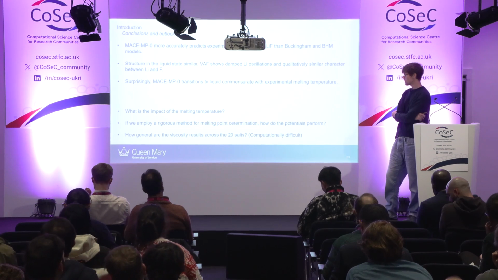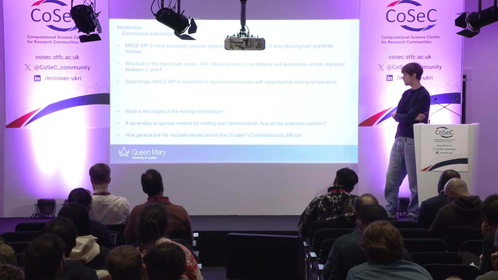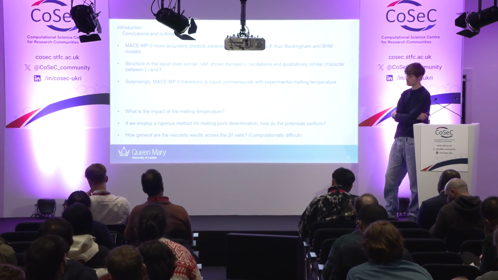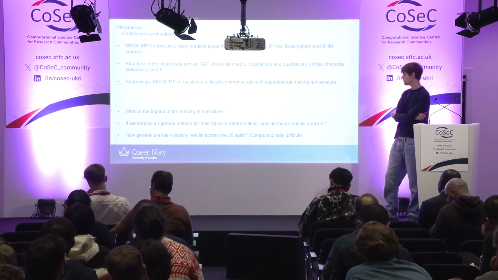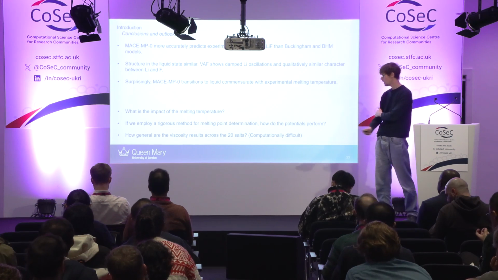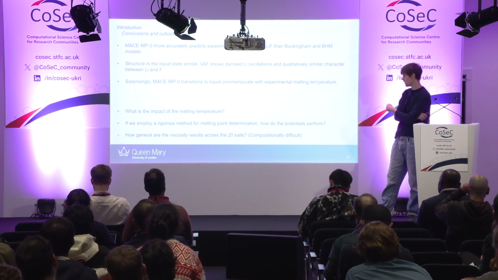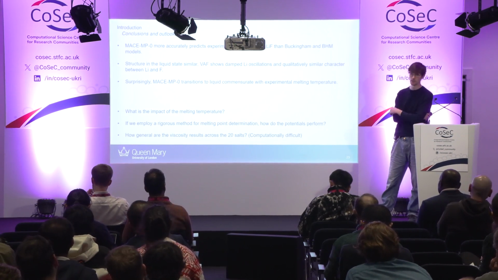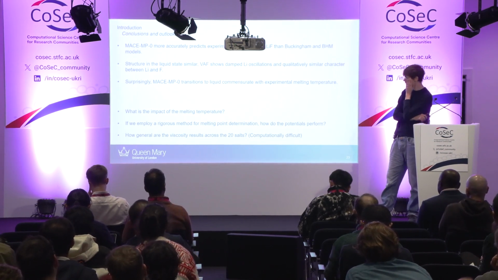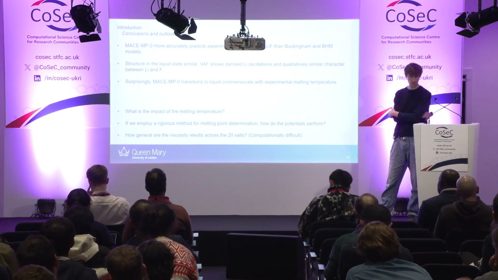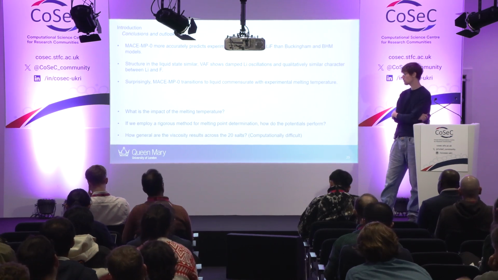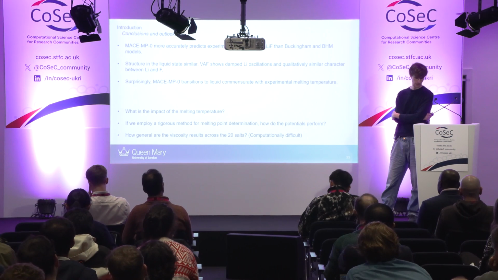So our next questions really are, what the melting temperature actually is in these various different potentials, see how they perform, and also to survey the other salts, like to do all 20 salts, but this is quite computationally demanding. But it would be good to see more case studies of how the machine learned potential does against the empirical models.